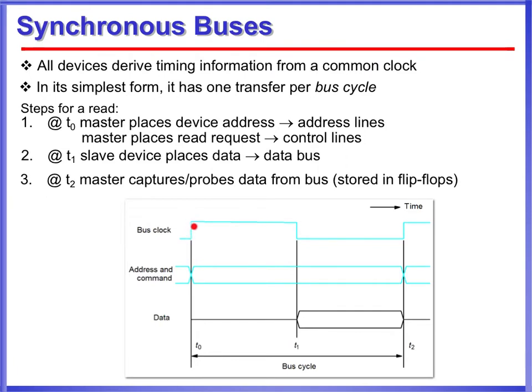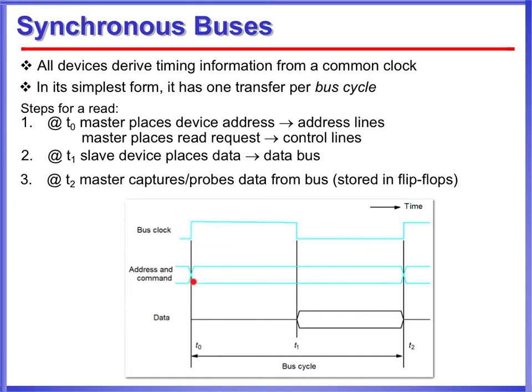So in this particular case, on the rising edge of the clock signal, the master, the processor for example, is going to put an address on the address bus, the address that the processor wants to read from memory, and put some control information on the control bus, basically telling it this is a read operation, for example. That's going to be valid during the whole cycle.